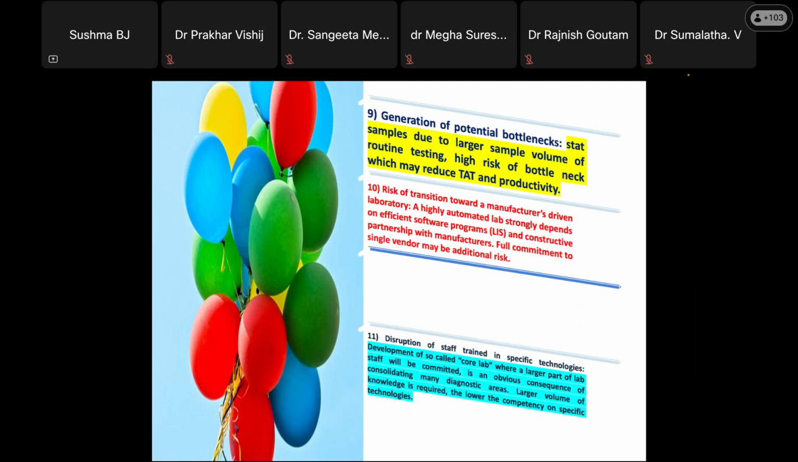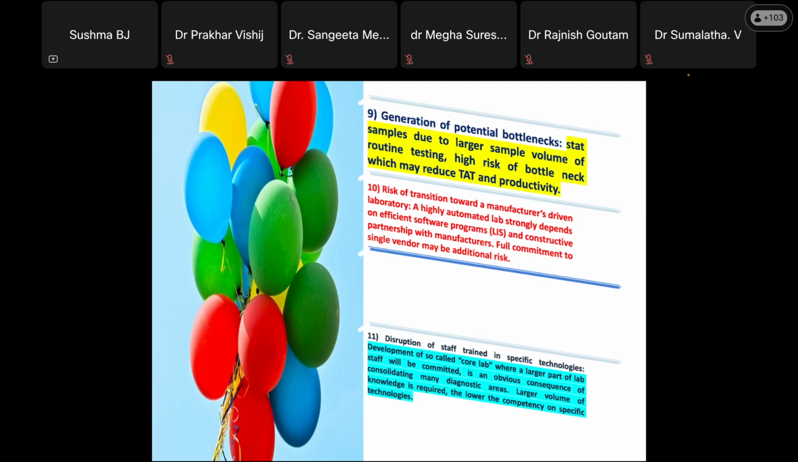Now, the ninth limitation is generation of potential bottlenecks. This problem really comes when we have a stat sample or urgent samples, because we are working on a larger sample load and integrated systems, and suppose we need stat results. So that is where the AI tools again come into the picture, so that the priority samples are given the chance to be performed first, and the routine testing later. In that case, even the routine testing might get delayed. So again, it's a debatable situation.